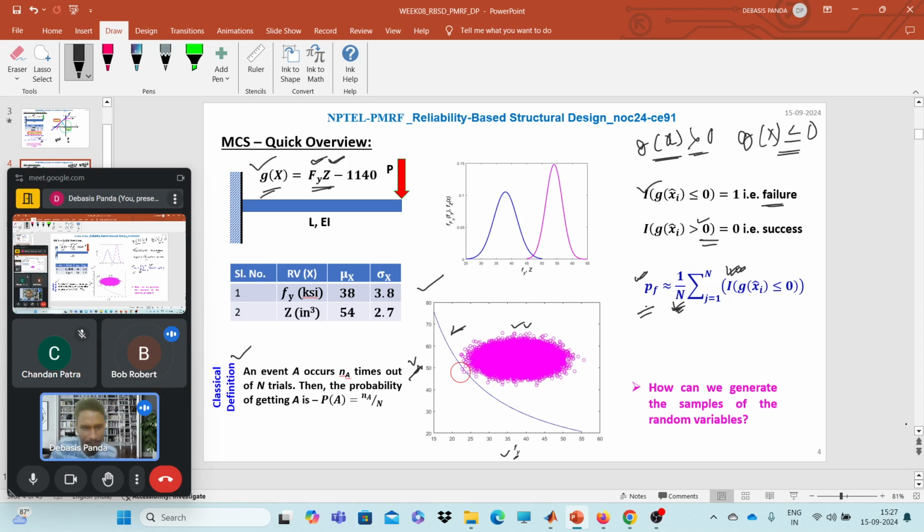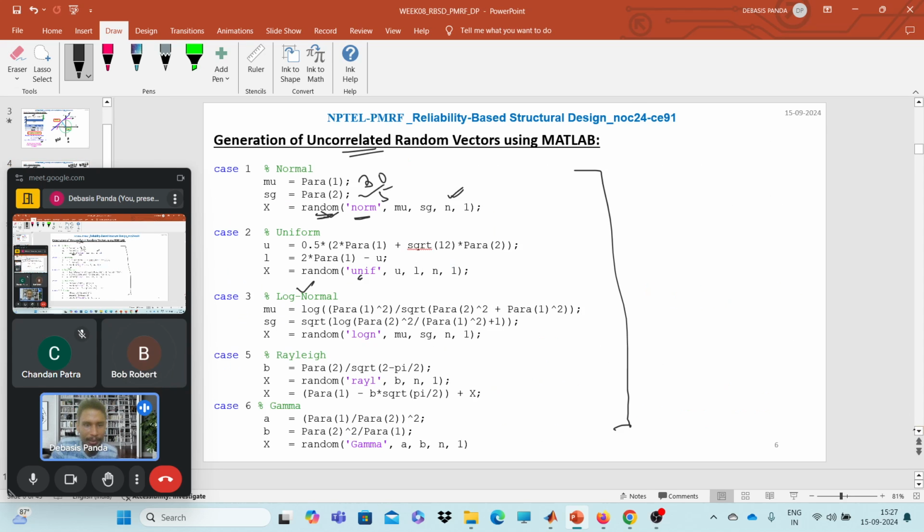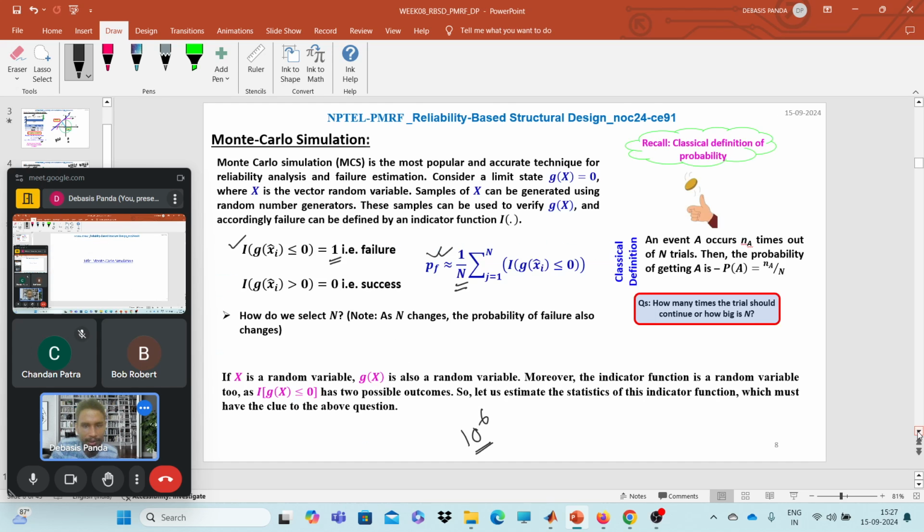Let me solve one problem. You have to have some GX, otherwise you don't have the random variables. If you don't have the random variables, then how can you generate the random numbers according to them? So you have to have the GX, the limit state, right? So what was your question?